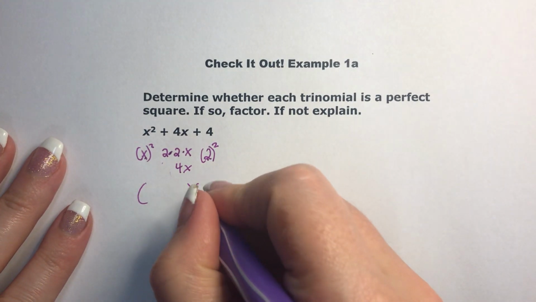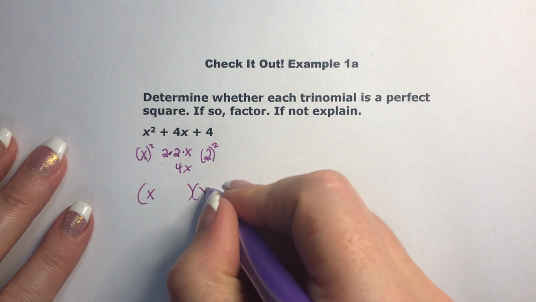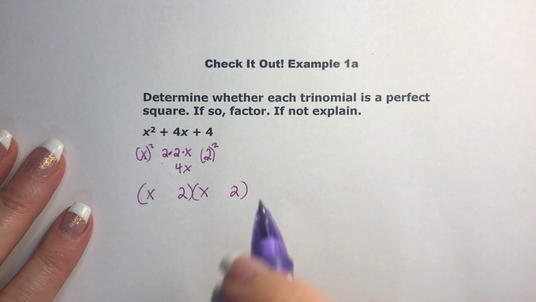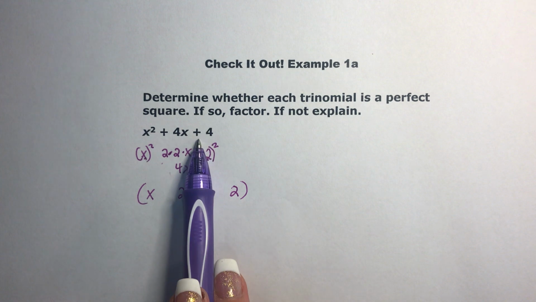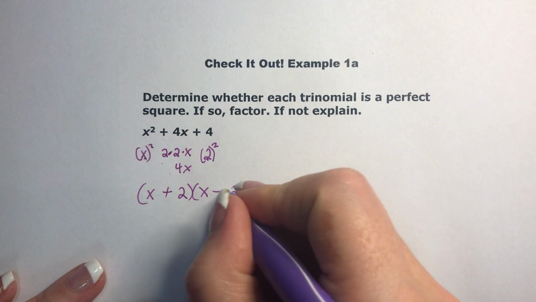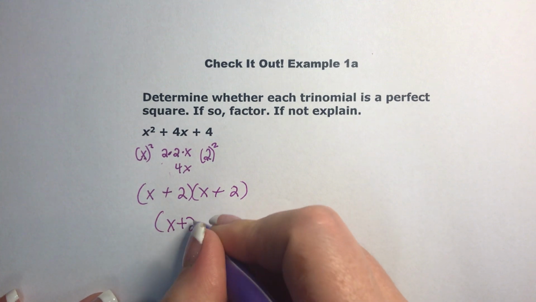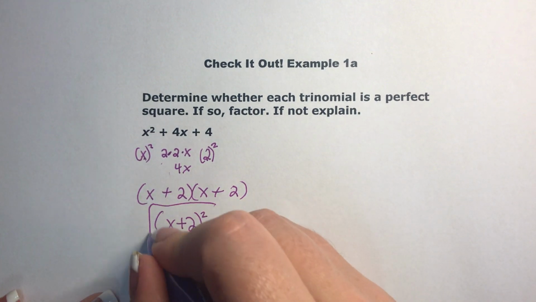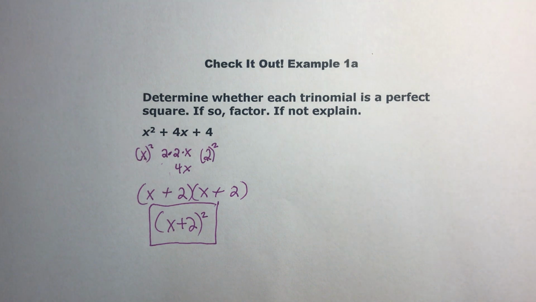So then we can just go voot, voot, voot, voot. We put our x there, we put our 2 and our 2 there. And then the signs: they either both have to be positive or both have to be negative. This is positive, so you know they're both going to be positive. And then x plus 2 squared is your answer. So if you got that one right, awesome job.